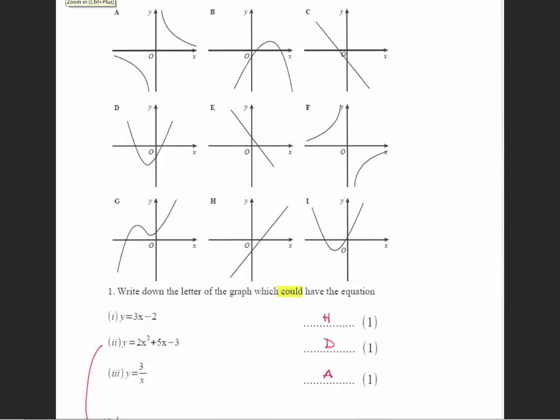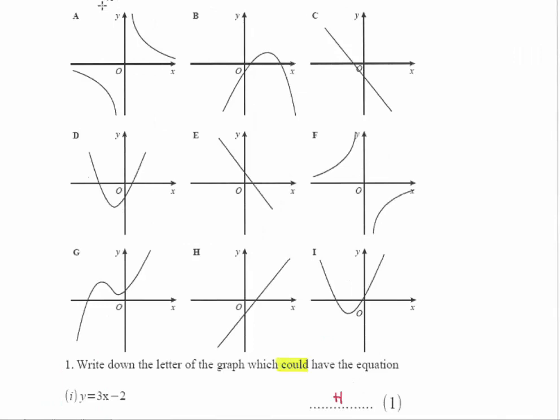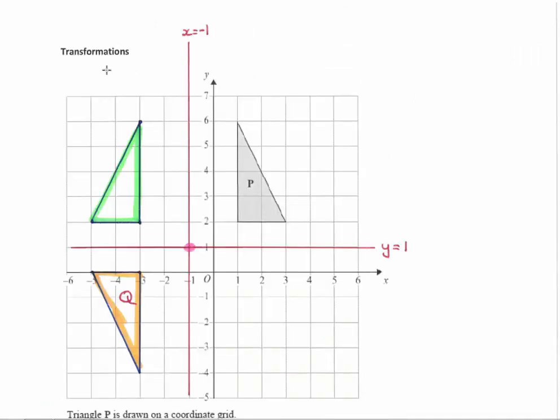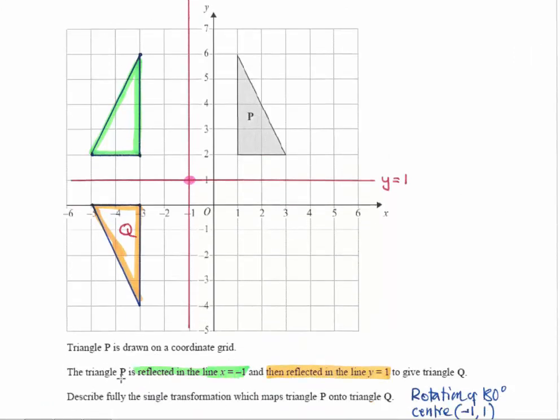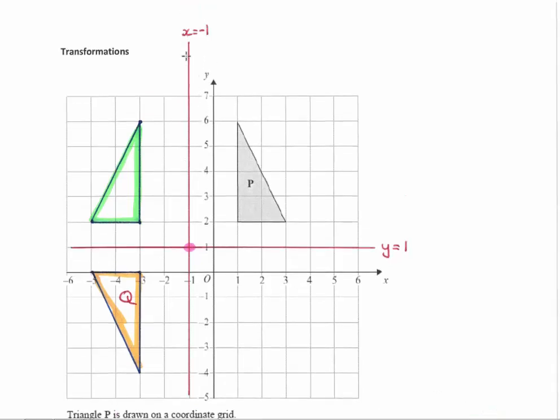Okay, I'm just going to go back to making this a little bit bigger and then move on to the next question. Right, transformations. The triangle is reflected in the line x equals minus 1 and then reflected in the line y equals 1 to give triangle Q. So here's the line y equals, beg your pardon, x equals minus 1. How do I know that? It's all the points where the x number is minus 1.